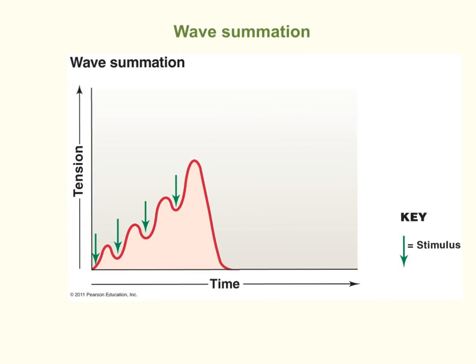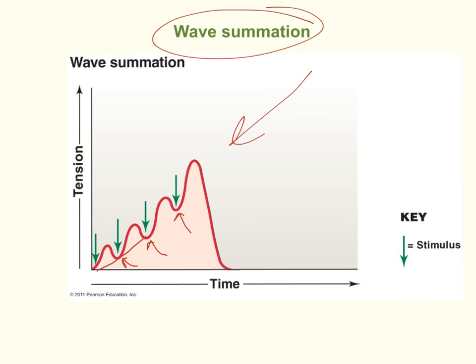One of those methods is called wave summation, and that's what we see represented in this graph right here. In wave summation, the frequency of the stimulation of our muscle fibers is increased over time. So the frequency of our stimulus is increased over time. Notice right here, we never actually reach full relaxation between each stimulus. So the muscle is stimulated to contract here, and then it's allowed to relax, coming back down, but not completely relax. And then it's stimulated again and comes back down, but then it's stimulated again and comes back down.